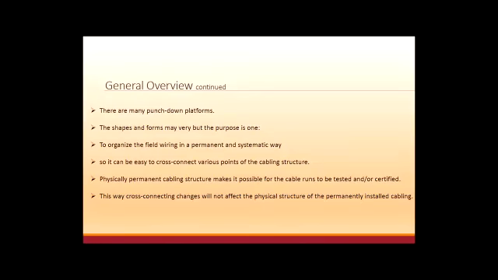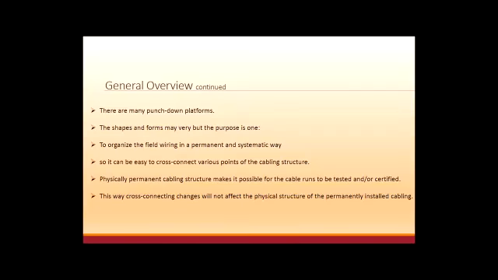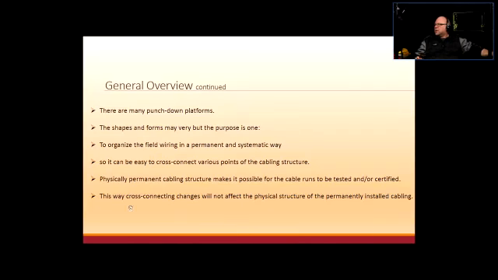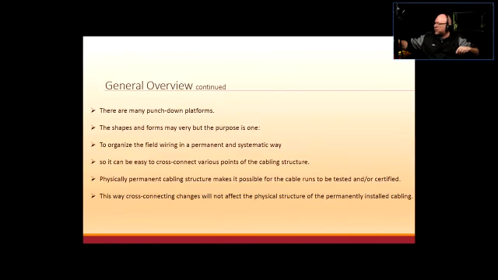So let's go back to the previous slide. Here. The shapes and forms might vary, but the purpose is one: to organize the field wiring in a systematic way. We just explained that. So it can be easy to do the cross connections. Physically, a permanent cabling structure makes it possible for the cables to be tested and certified. This way, cross-connecting changes, whenever you're mucking around with those, don't affect the permanent structure. So that's the idea of this whole thing.